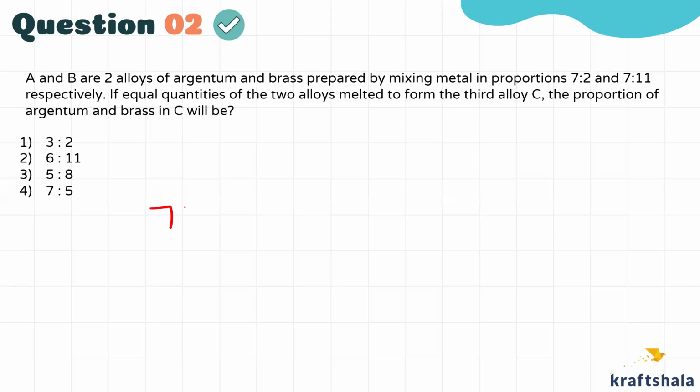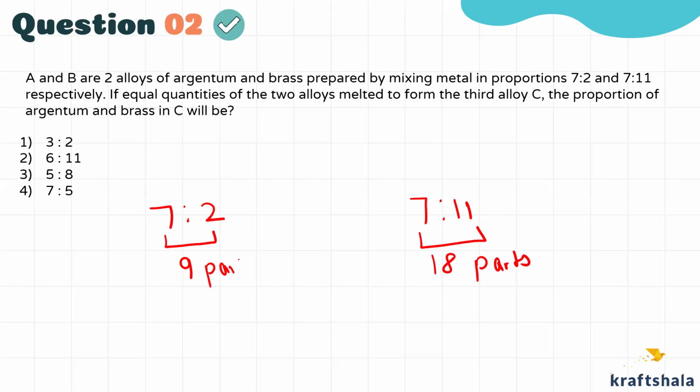So first one has mixture of 7 is to 2 and second one has the mixture of metals 7 is to 11. So from here I can see 7 is to 2. Matlab total 9 parts, 7 plus 2, and 7 is to 11. That means total 18 parts, right? So the first mixture has 9 parts and second mixture has 18 parts. But the question clearly says equal quantities of the two alloys are melted. So the keyword here is equal, but it is not equal. First one has 9 parts, second one has 18 parts. So the only thing which we have to do here is to make it equal.